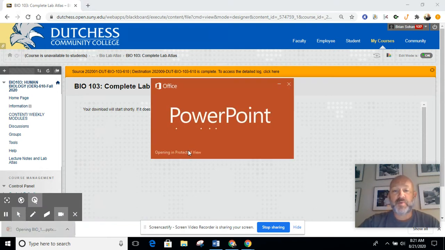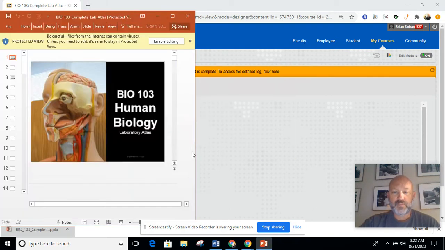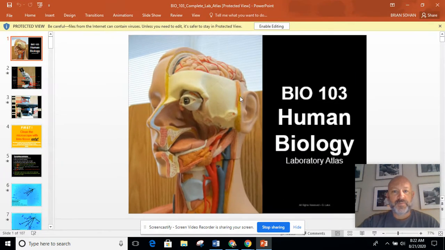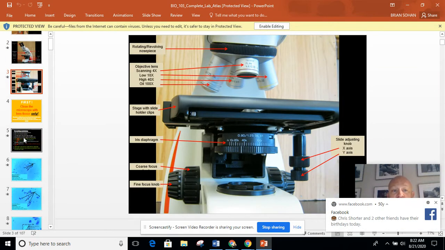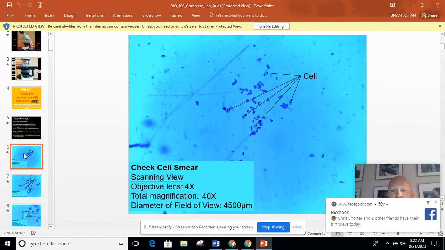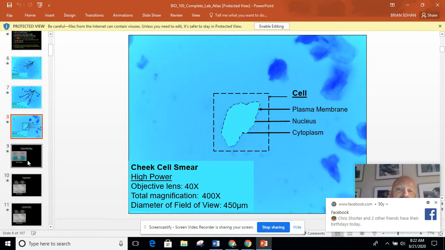Let's see if this will open. Great. So this is our lab atlas, and it's just a study tool, a learning tool. I use it when I present the labs, and you should use it to help prepare for lab exams as well.